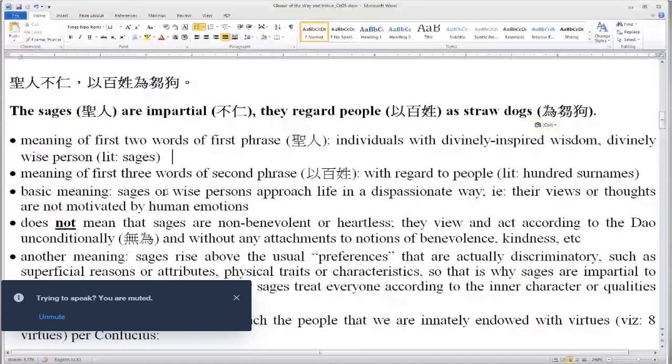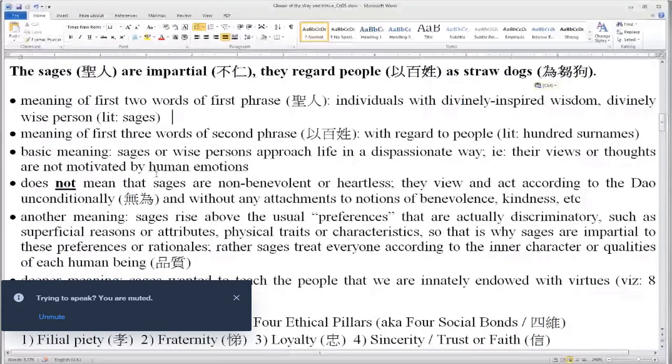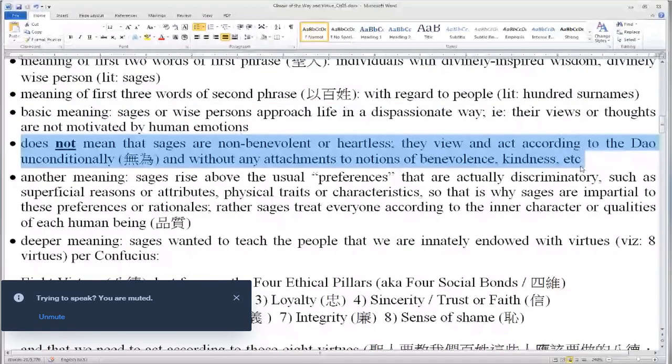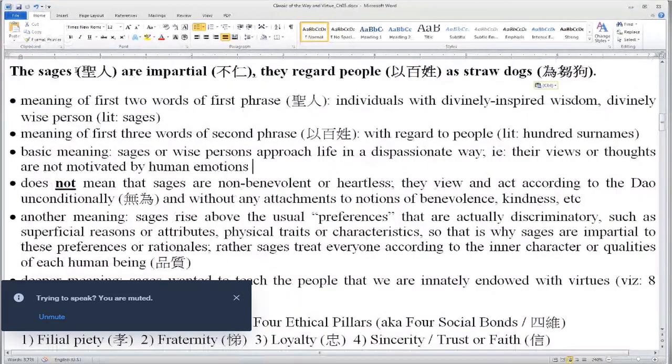So the basic meaning of this phrase is that sages or wise persons approach life in a dispassionate way, or you can say impartial. Their views or thoughts are not motivated by human emotion. That's very important. What it does not mean is that sages are not benevolent. There is a difference. Or heartless. They view and act according to the Tao, unconditionally, and without any attachments to notions of man. It does not mean that there is no compassion or no benevolence. It just means that sages do not rely on human emotions or are not motivated by human emotions.